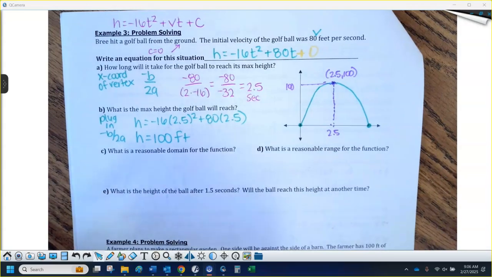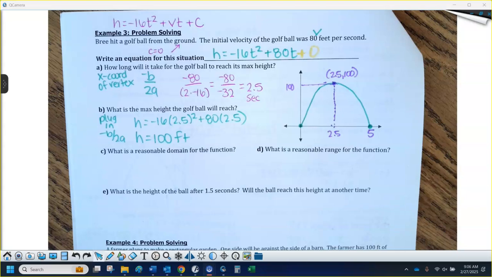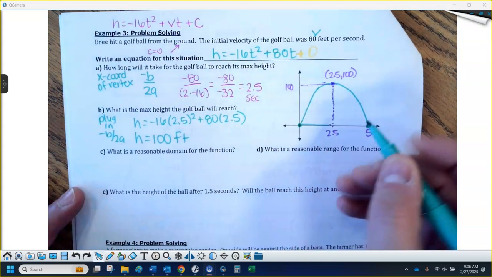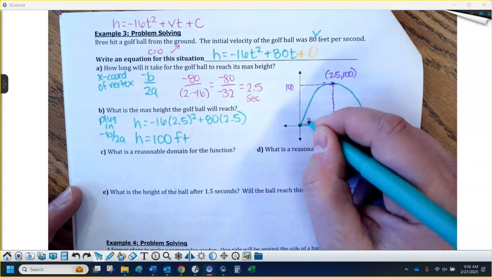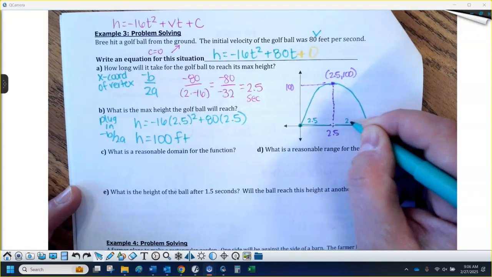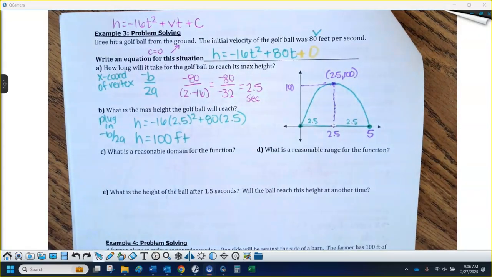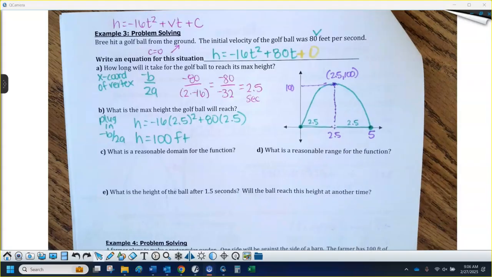5. Yes. How do you know? Because the middle's 2.5, so the other half has to be 5. Exactly. So if this is 2.5, think of that little line I drew as the axis of symmetry. If this is 2.5, this has to also be 2.5. So that would give me 5 as where I've come back. Basically what that means is the ball would come back down to the ground after 5 seconds.